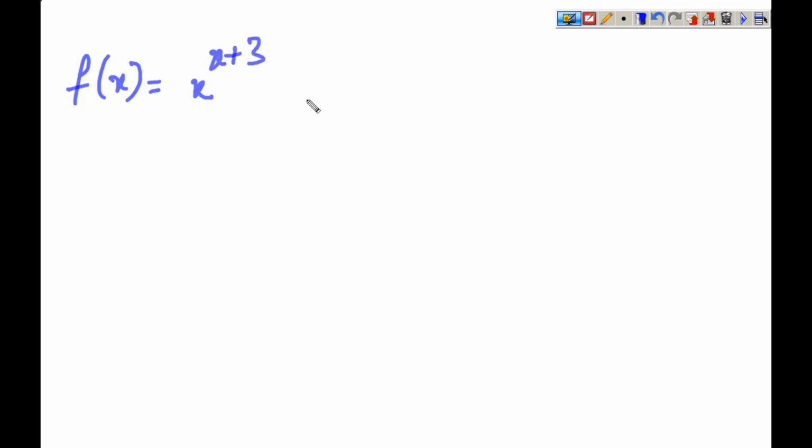So another question: we have to find the derivative of the function f(x) = x^(x+3), where x is greater than 0, or a positive number.